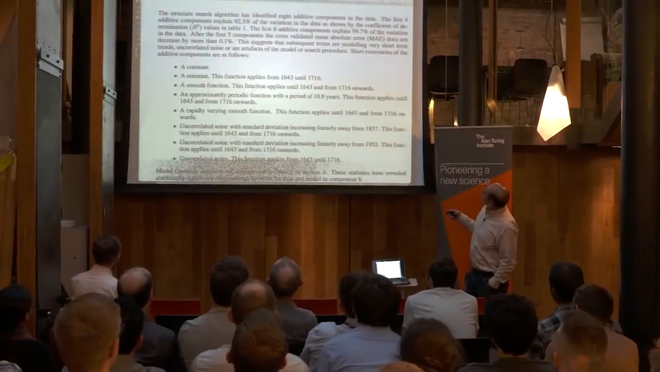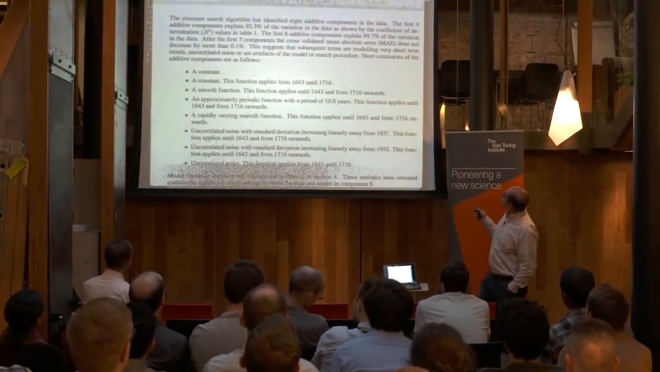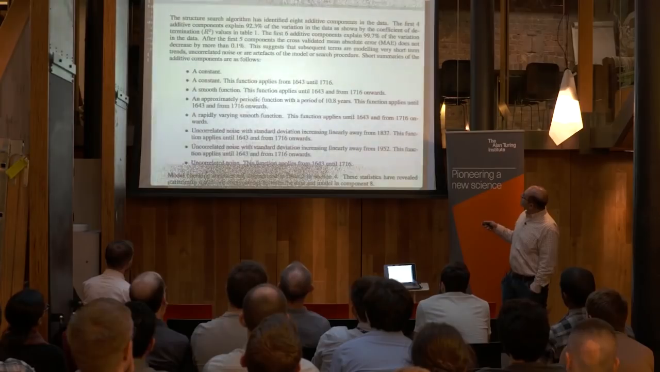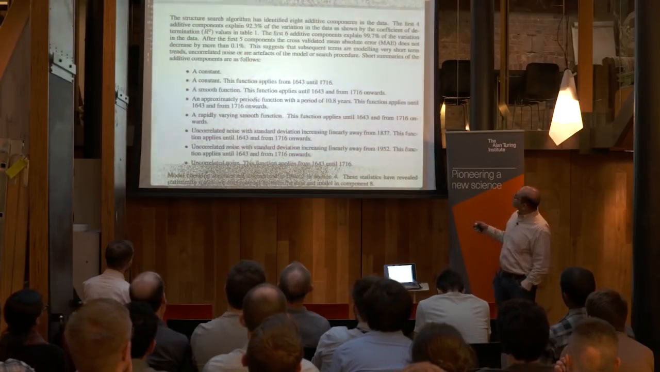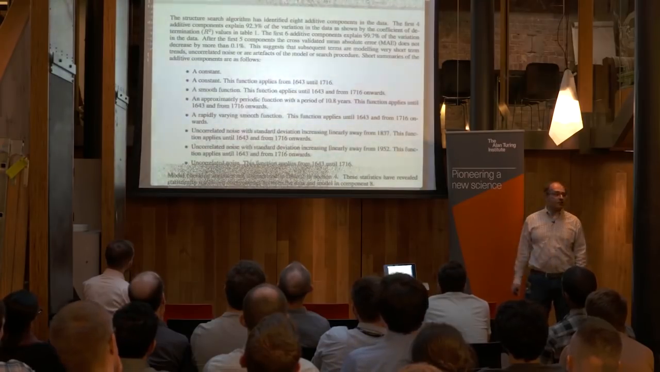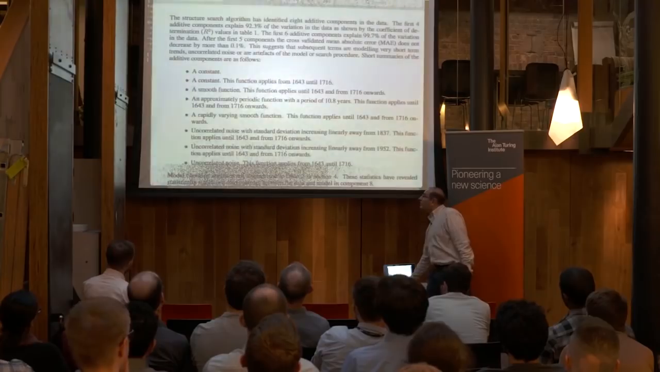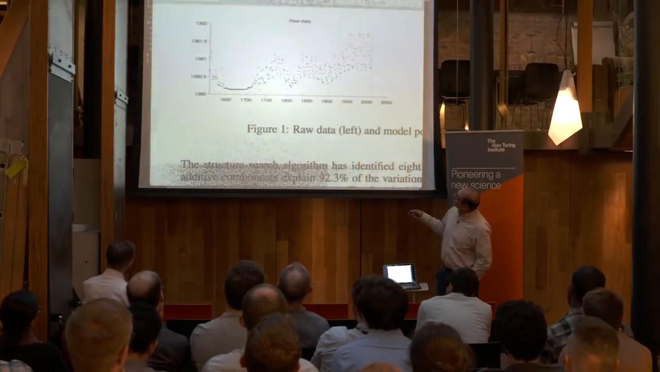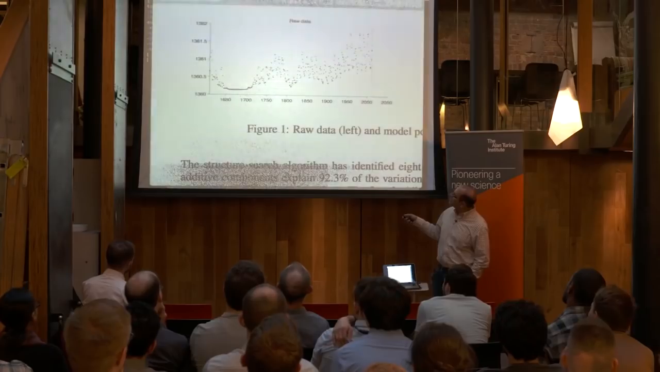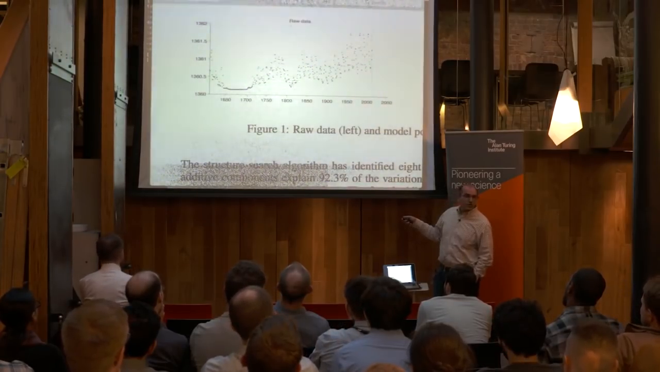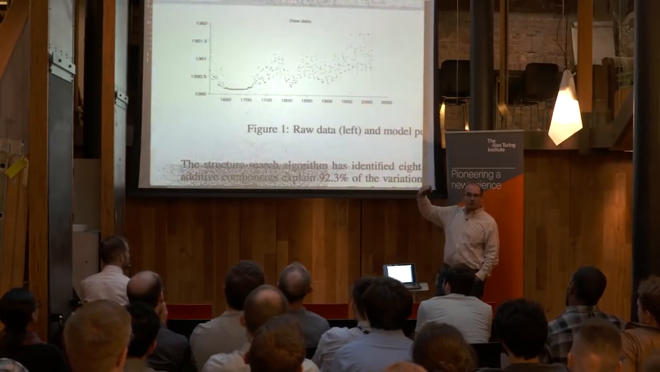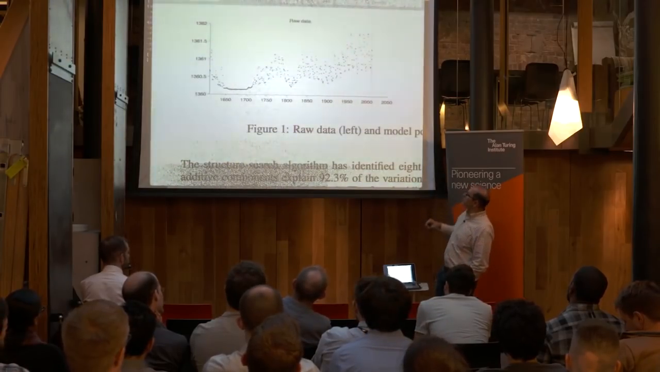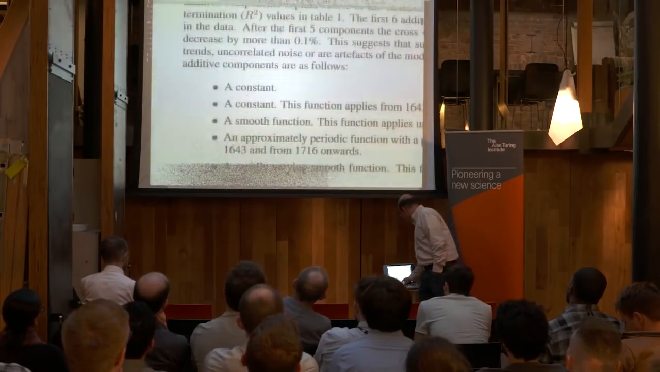But what is it? The structure search algorithm has identified 8 additive components in the data. The first 4 additive components explain 92.3% of the variation in the data, blah, blah, blah. Short summaries of the additive components are as follows. Okay, first component it finds is a constant. Okay, and why is that? Well, that might not pop out, but if you look at the axis, these numbers aren't centered around 0. They're all starting from like 1,300 and something. So the most salient thing that stuck out to the computer was that this constant is quite different from where it expected it to be. It's 1,300 and something.